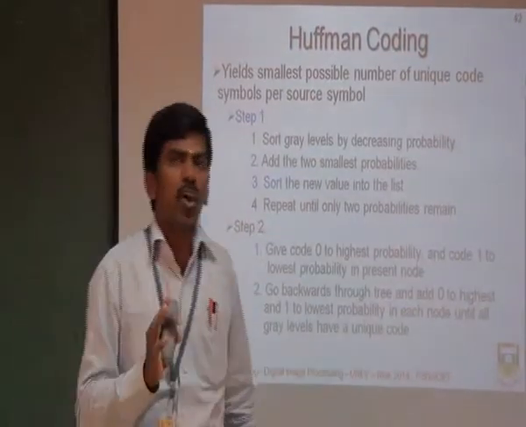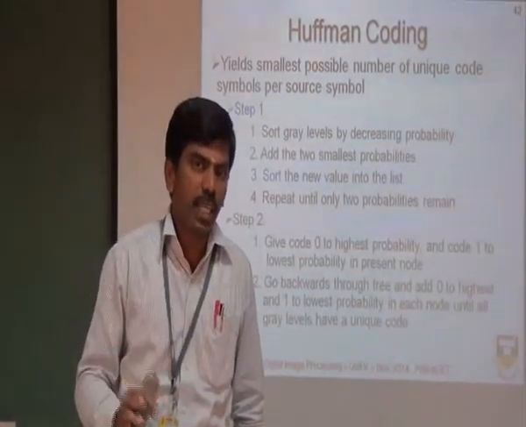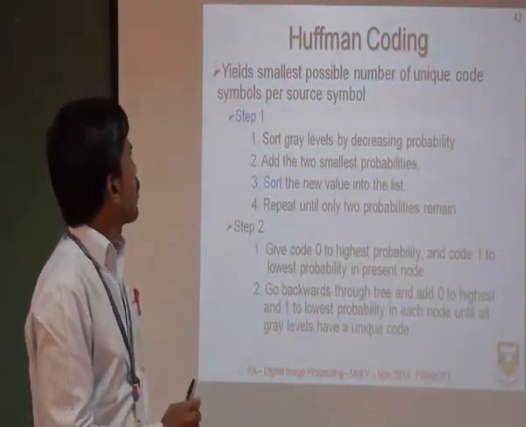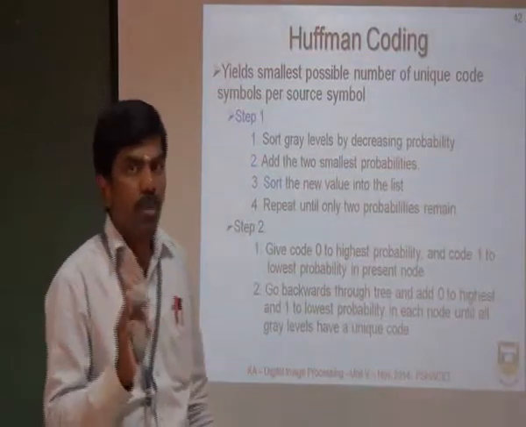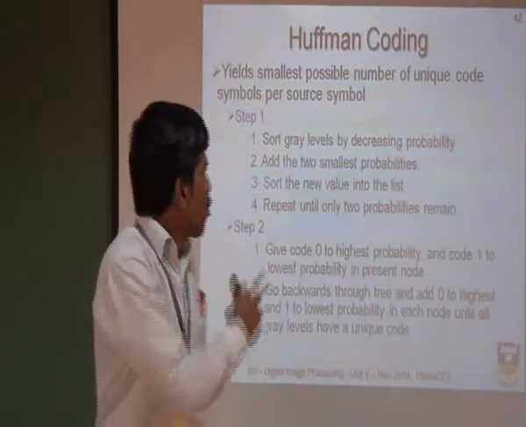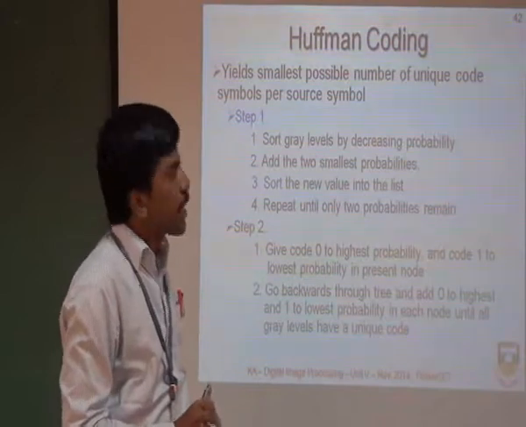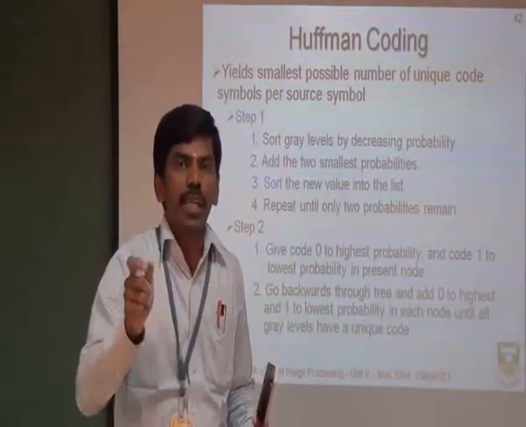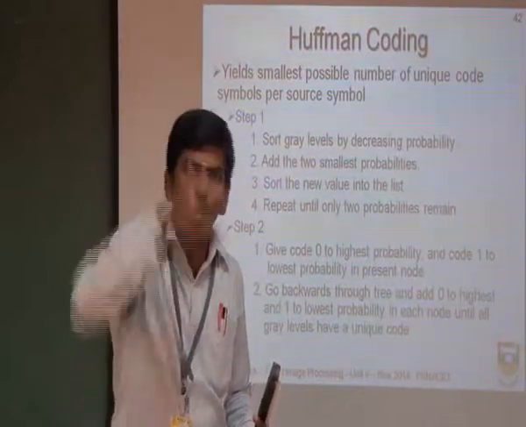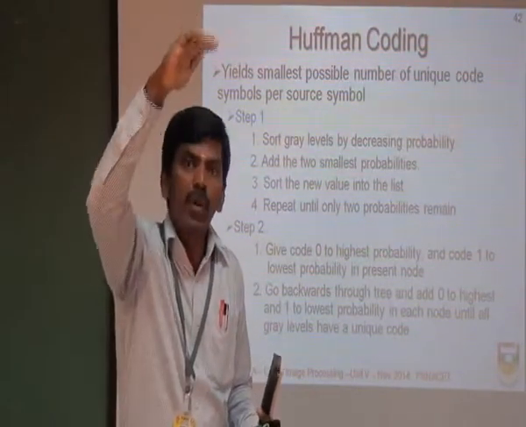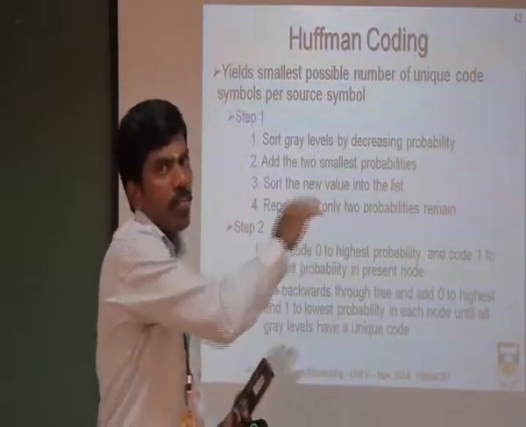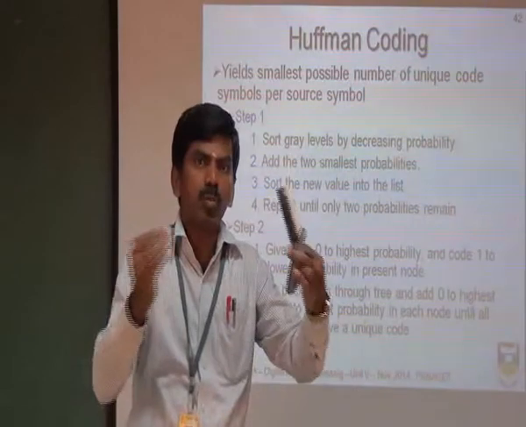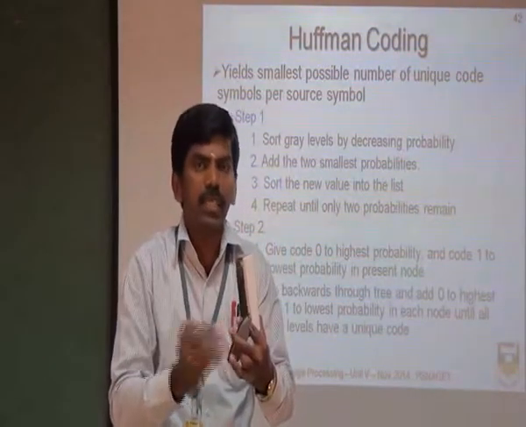Next, what are the Huffman code procedures step by step? The first step yields the smallest possible number of code symbols per source symbol. In step 1, sort the gray levels by decreasing probability. Each symbol is already given a probability, so arrange them from highest at the top to lowest at the bottom. The second step is to add the two smallest, nearest probabilities.